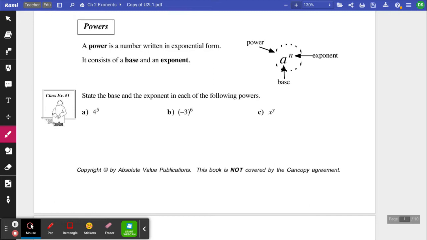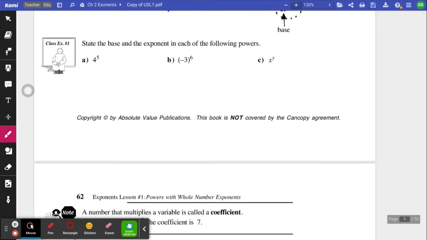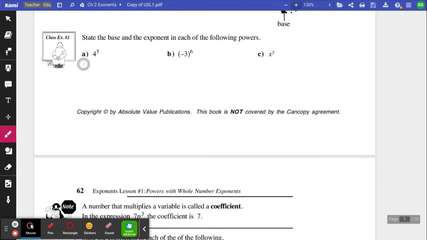This little letter up here is called an exponent. You need to know that. That's a term. The exponent applies to what we call the base. Okay, the A is the base. And the whole thing is called the power. All right? All right, so really fast. State the base and the exponent. What's the base here? Quick. 4. Okay, what's the exponent? 5. What's the base?